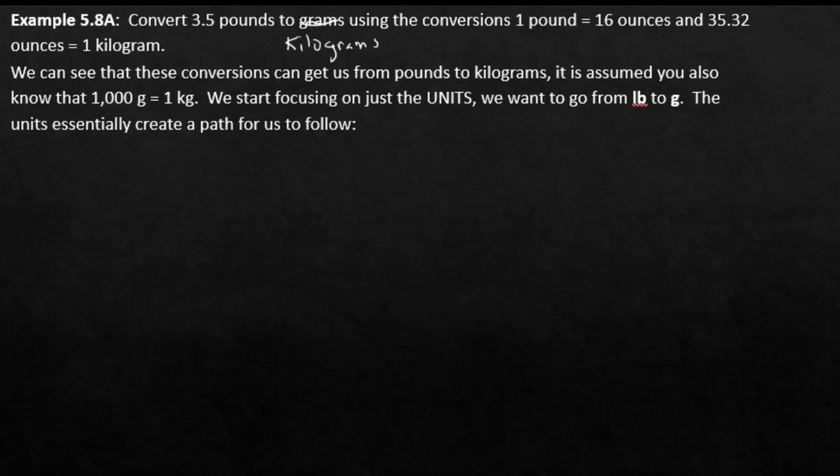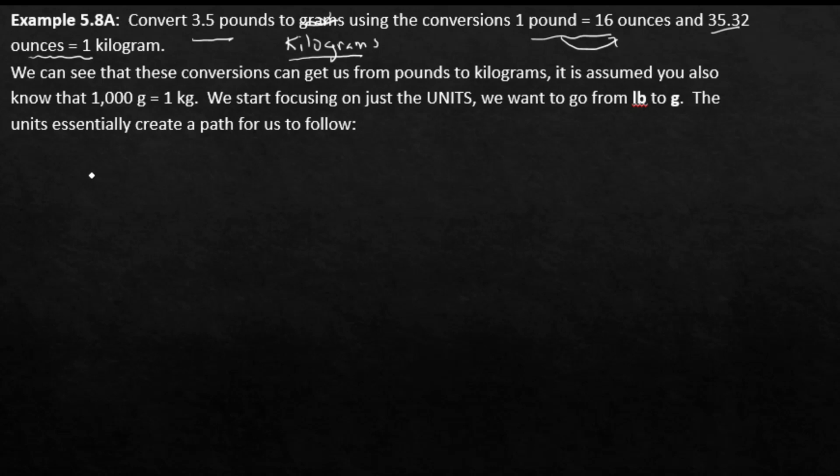So this is where dimensional analysis really comes in handy. I want to convert 3.5 pounds to kilograms. You want to make that change in your book. That's a typo. It should say kilograms. Using these conversions. So I don't have a direct, one-step conversion to go from pounds to kilograms. I have to use two conversions. I have to go from pounds to ounces, and then ounces to kilograms.